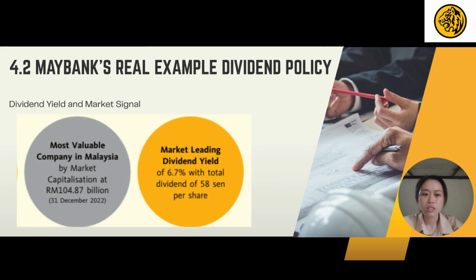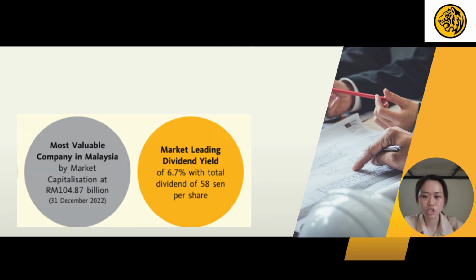Thirdly, Maybank's dividend yield in 2022 was 6.7%, which is marginally less than its yield of 7% in 2021. In the banking sector, these yields are seen as high and alluring, indicating a high level of investor confidence. With a market valuation of 104.87 billion ringgit Malaysia in 2022, it excelled in maintaining its position as one of Malaysia's most valuable corporations.